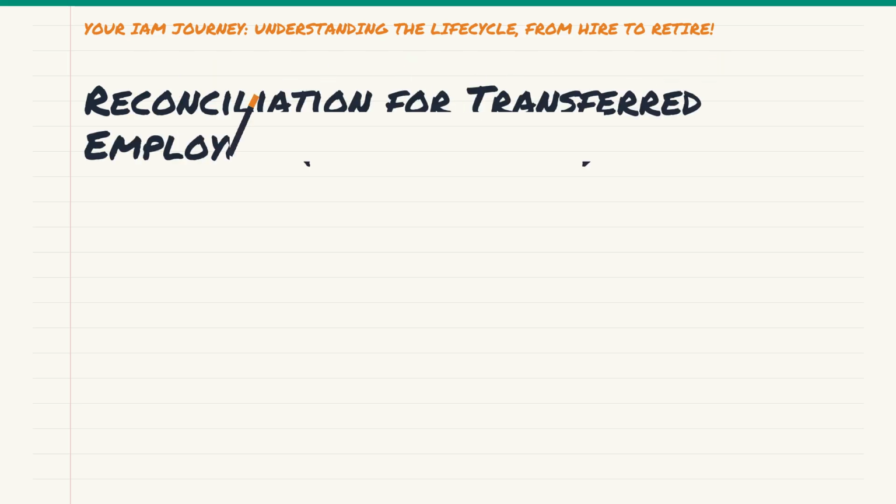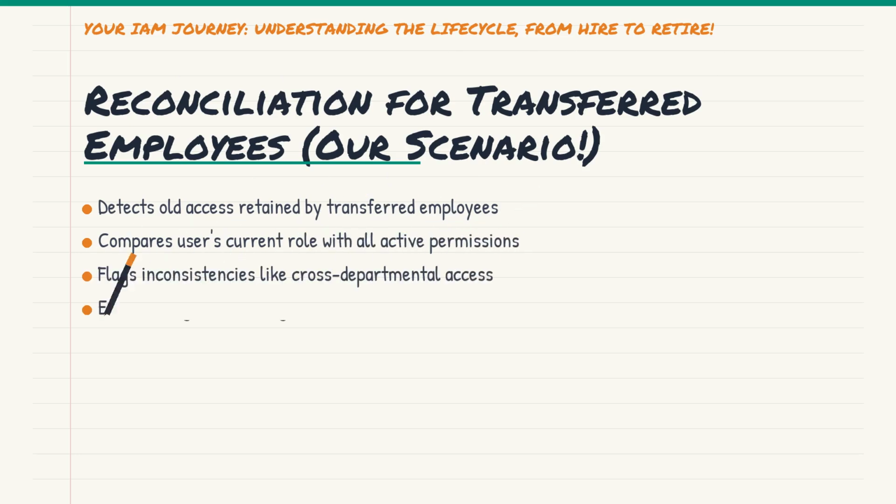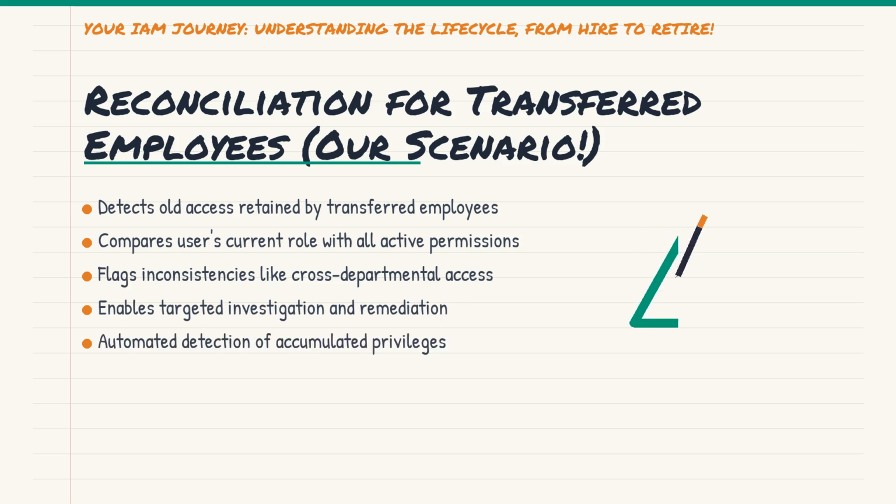This phase is incredibly powerful for tackling our transferred employee problem head-on. Imagine our transferred employee, who moved from marketing to sales, still having old marketing access. Reconciliation can run a report that says, "This user is in the sales department, but they still have permissions for the marketing shared drive. This doesn't match." It flags these inconsistencies, allowing security teams to investigate and remediate the accumulated privileges. It's like an automated detective, constantly looking for what doesn't quite add up. Without it, those lingering permissions might never be noticed.